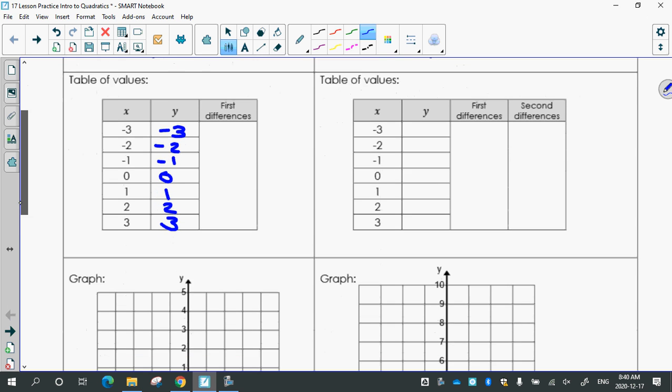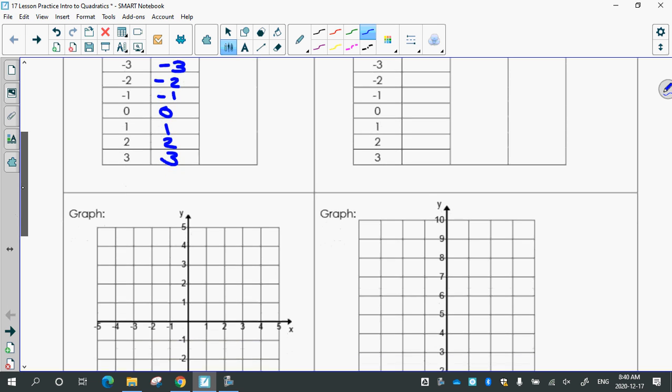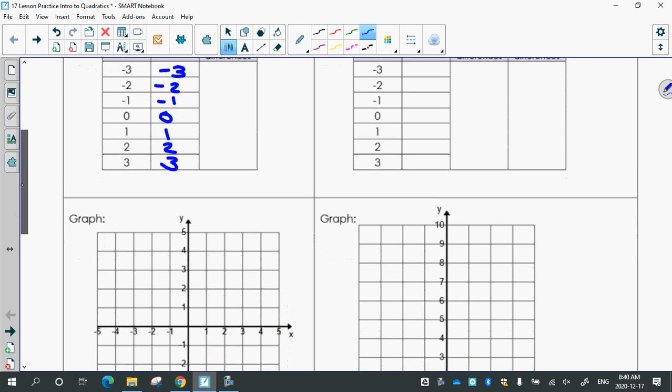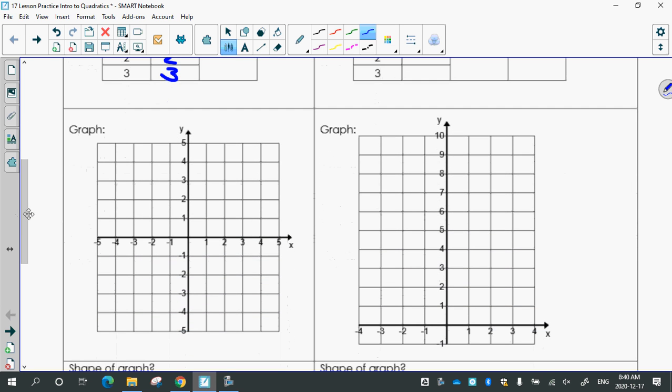And then if we were going to draw that on a graph, this set of ordered pairs is going to line up in a line that goes 3, 3, 2, 2, 1, 1, 0, 0, -1, -1, like that. And then you can take your ruler and draw your line in.